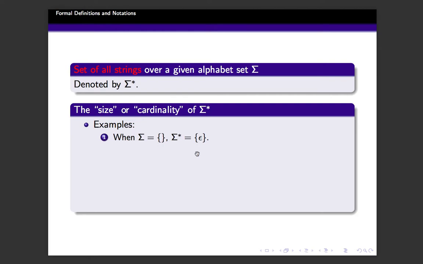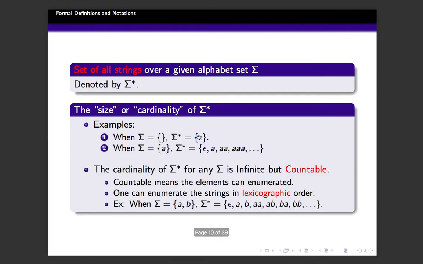Another example: suppose you have a single letter in your alphabet set. Then what is sigma star? You can have a string of length 0, that is the empty string, then a string of length 1, then a string of length 2, and likewise it goes on. That is, even if you have a single letter, sigma star is infinite. So the null set is the exception, and if you have at least one symbol in sigma, then the answer to this question is infinite but countable.